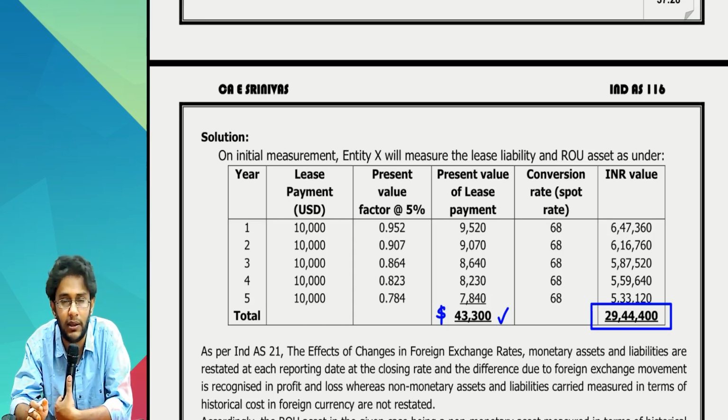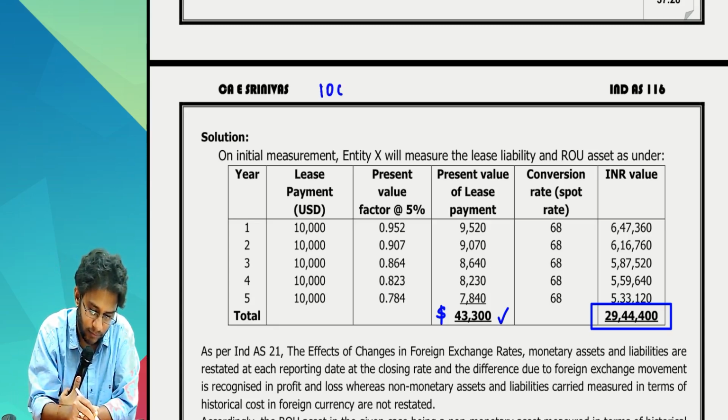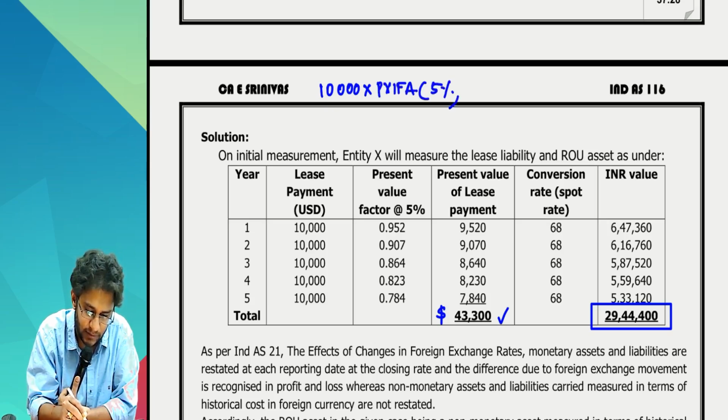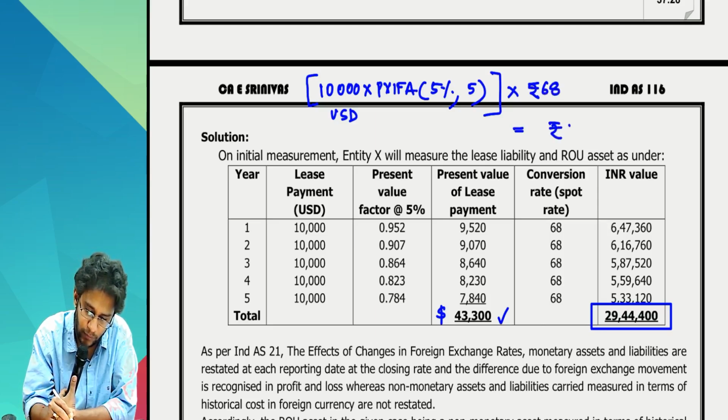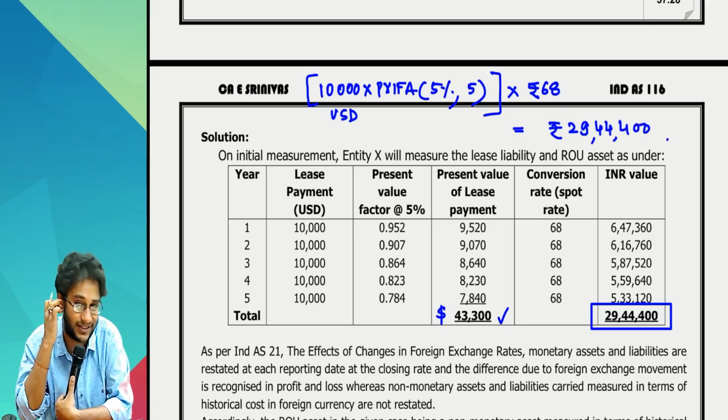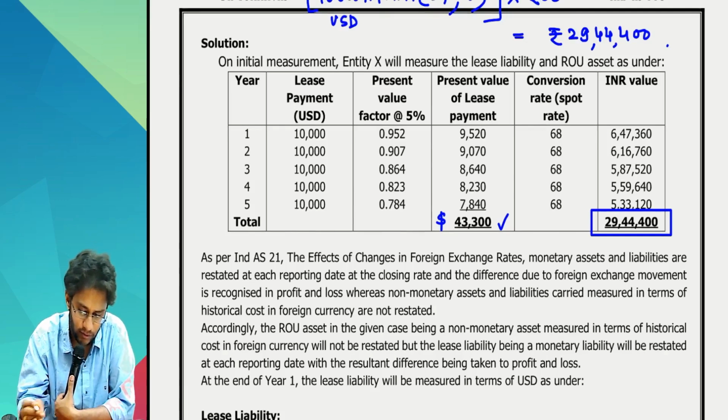So this fellow has done a big table and he's converted each number. You need not do that. You can normally work out an annuity factor and multiply with 10,000. So basically your number will be 10,000 into PVIFA 5% for 5 years. This entirely is the present value of lease rents in dollar terms. This multiplied with 68 rupees will directly give you rupees 29,44,400. This is your initial recognition of lease liability amount. So the first day accounting is done.